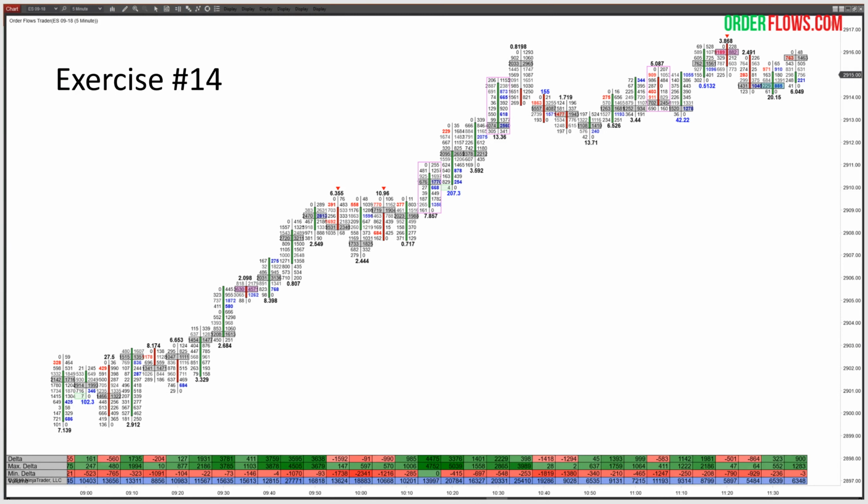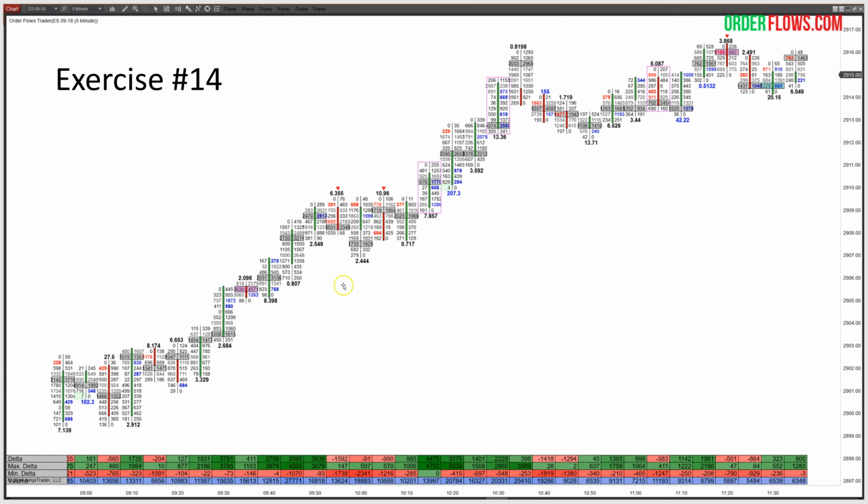Okay, so exercise number 14. Just take a moment. Okay, so what do you got? Well, obviously you got some divergences, sells here that fail. Okay, again, that's why I prefer them with ratios. These are just your normal order flow numbers.